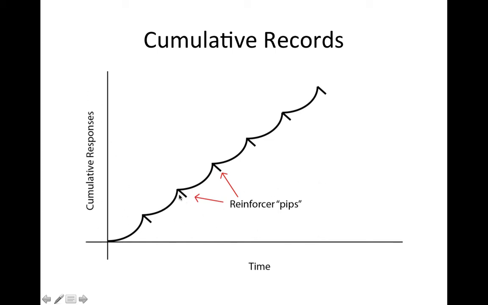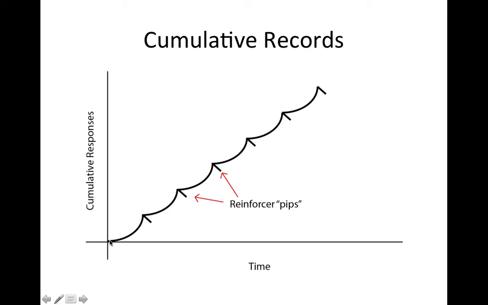And then the other innovation that Ferster and Skinner had with this cumulative recorder was that when a reinforcer occurred, a little slash was made. And these are sometimes called reinforcer pips. And they show us behavior over time with the reinforcement occurring. And this is a cumulative record of a particular behavior. We're not exactly sure what it is, but that's what it is.